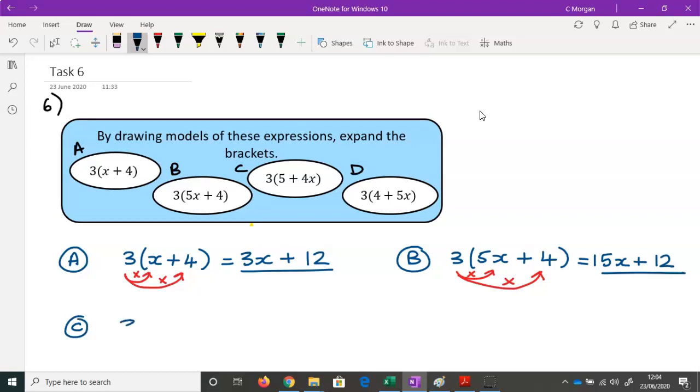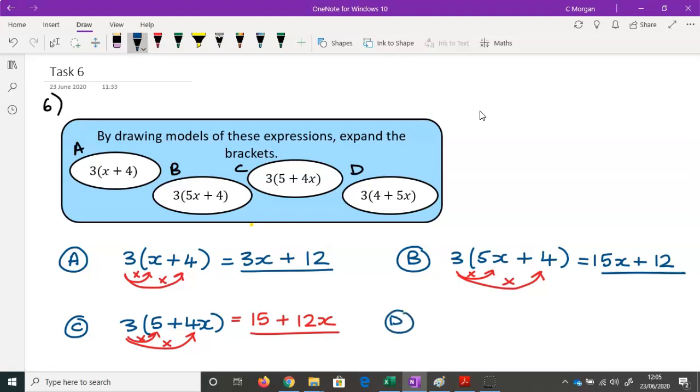Looking at C, 3 lots of 5 add 4x. Again, multiply the terms inside by the term outside the bracket. So I've got 3 lots of 5 is 15, and 3 lots of positive 4x is positive 12x.